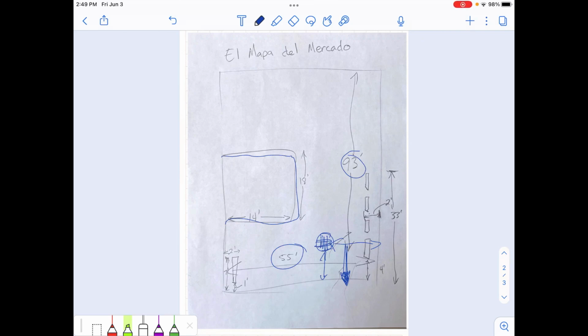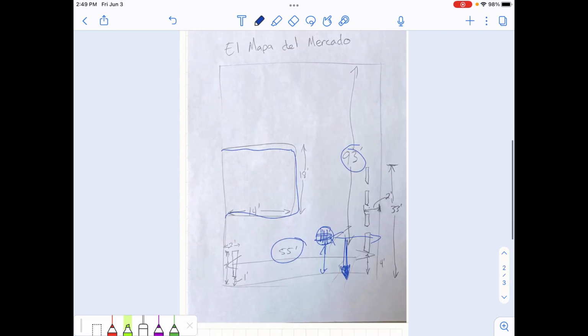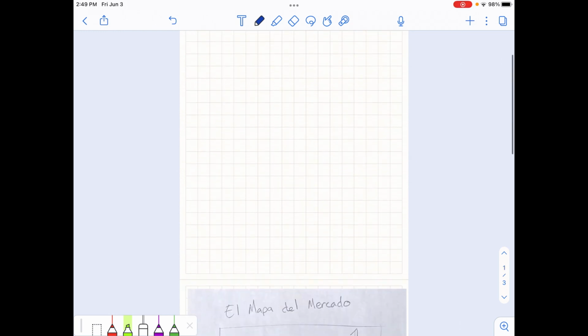All right, so now we need to take this rough map and make it into a detailed, accurate master map. To do that, we're going to use graph paper. I've got some graph paper up here, and I've got regular paper, or our sketch, down here. The very first thing we need to figure out is how big one of these squares is. Each square will represent a certain amount of feet, so we need to figure out what that is.